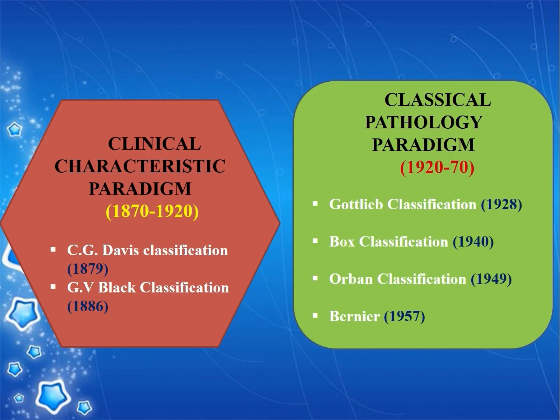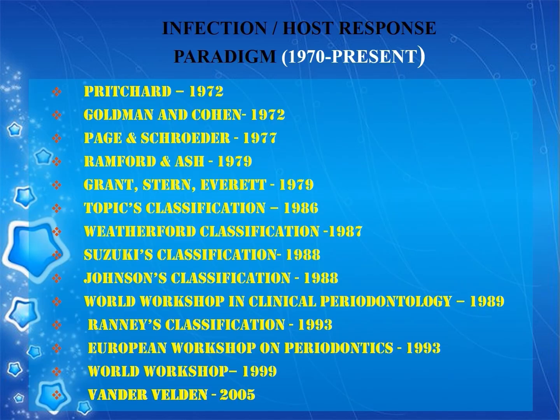So these are the various classifications which are included in the clinical characteristic paradigm and classical pathology paradigm. These are the classifications which are mentioned in the infection host response paradigm. We'll be discussing the last few classifications mentioned in this slide, as these are the recent ones.